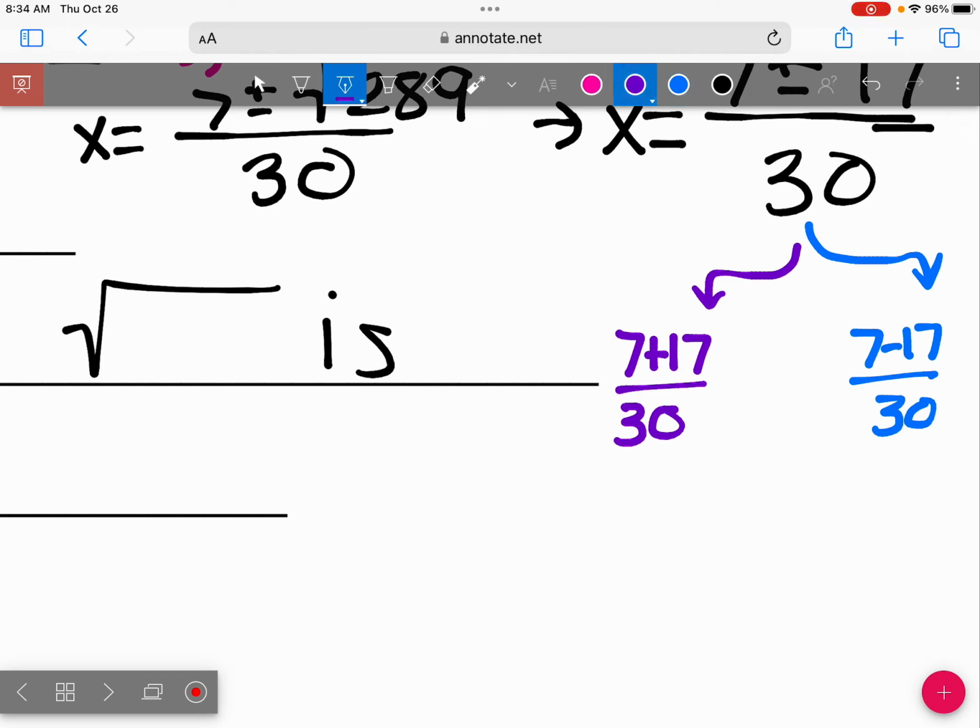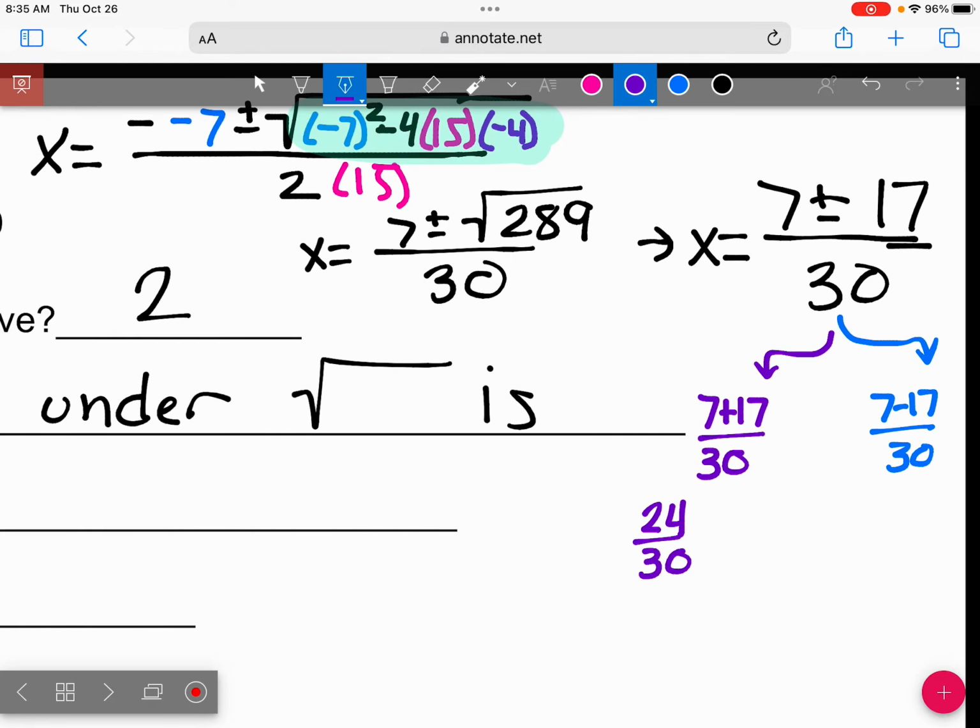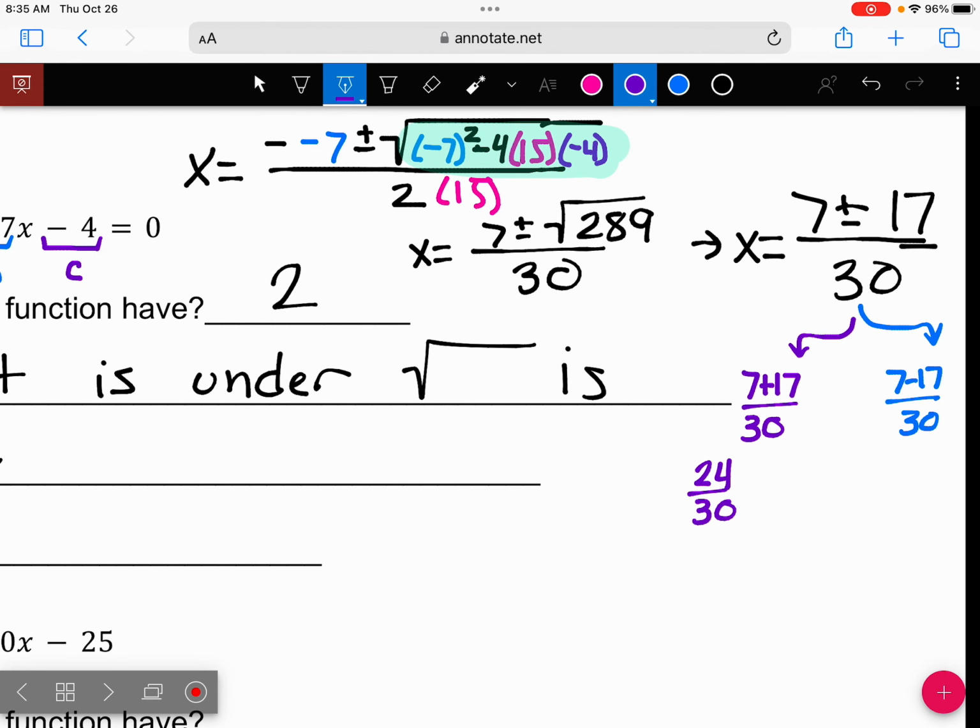What is 7 plus 17? 24 over 30. Does 24 over 30 simplify? No. It does, actually, because both of those are divisible by 6. Yep, I hear it over in the front. 4/5. So then let's do the blue one. 7 minus 17. Negative 10 over 30 is going to simplify down to what? Negative 1/3.